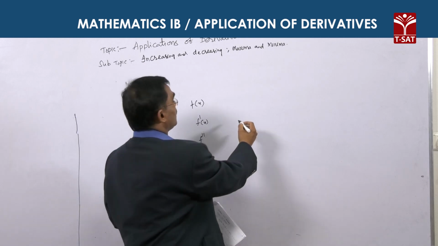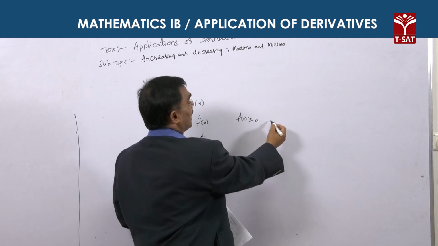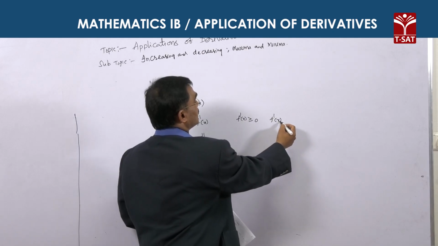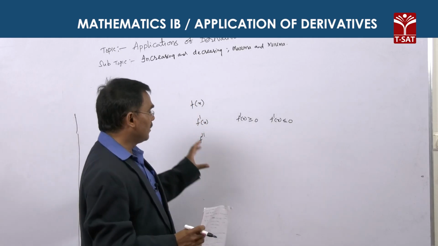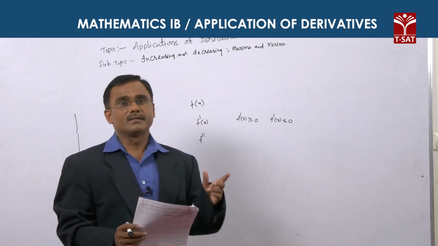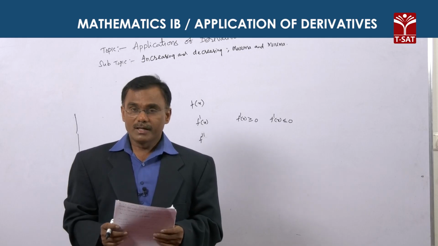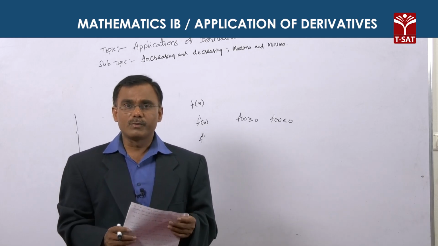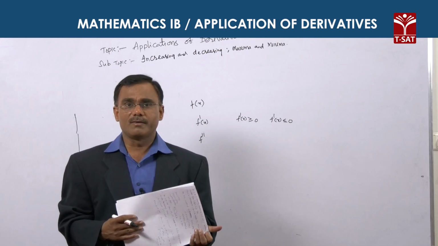Also, the increasing interval of the function is where f dash x is greater than or equal to 0, and decreasing is where f dash x is less than or equal to 0. This is the basic concept. Using these concepts, we get the maxima and minima, and increasing and decreasing intervals can be found. In this direction, right, we will discuss various difficulty-level problems.